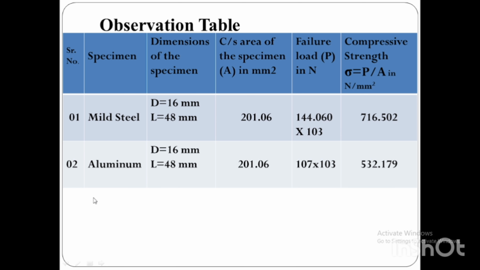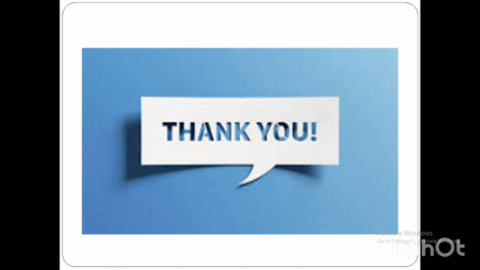In the same way, we have calculated the compressive strength of the aluminium bar. Peak load is 107 kilonewton and the compressive strength is load upon area. That means compressive strength is 532.17 Newton per mm square. The compressive strength of mild steel is greater than the aluminium material. So this is all about the compression test on the different specimens. Thank you.